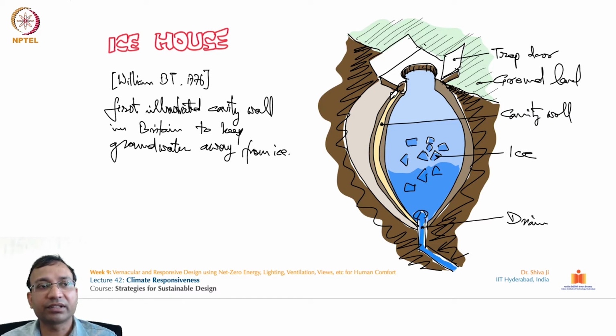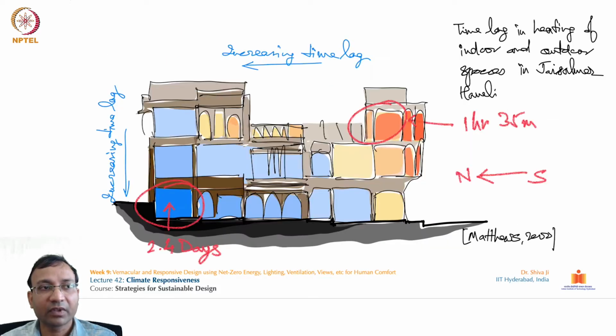So you can see how this is passing from the external side of it. Further to this, I think this is a very well-known graphic or illustration for us. You may have seen it already n number of times. So if you see how the Havelis in Jaisalmer, India have been designed, this is taken from Matthews 2000.